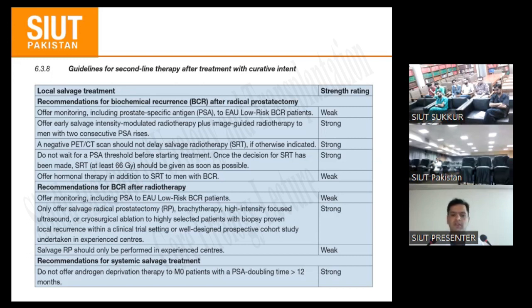Recommendations for systemic salvage treatment. Do not offer androgen deprivation therapy to M0 N0 patients with a PSA doubling time of more than 12 months; strong strength.